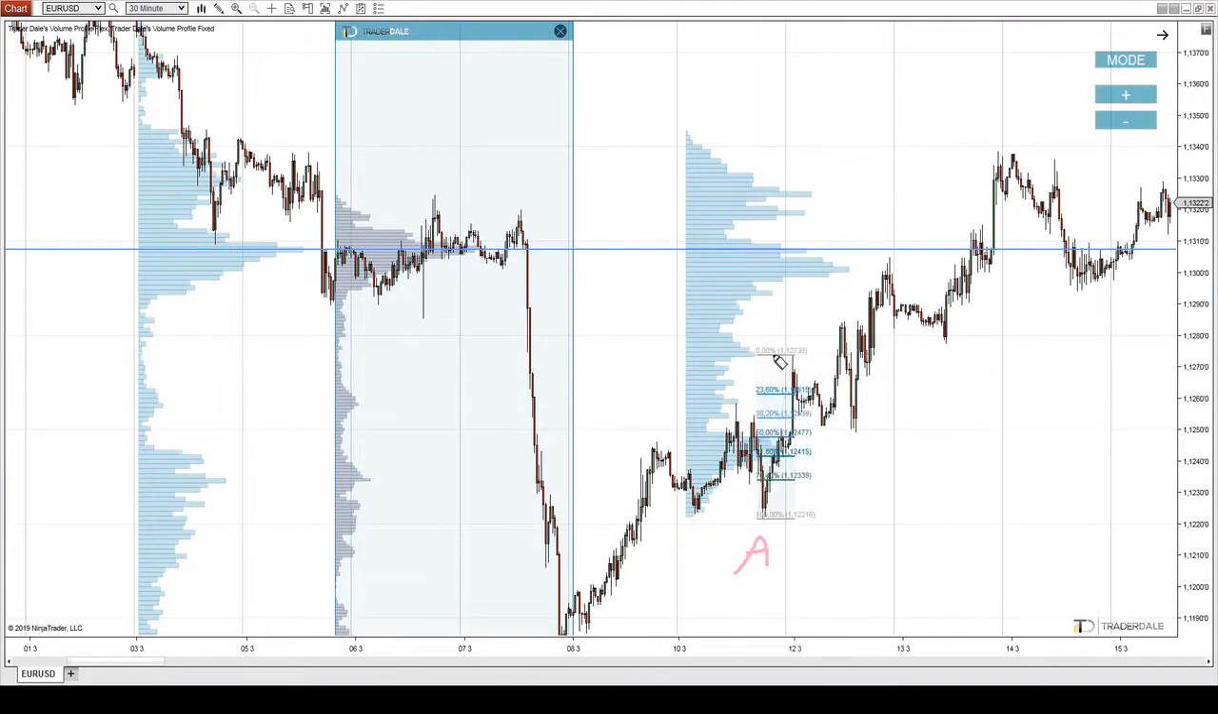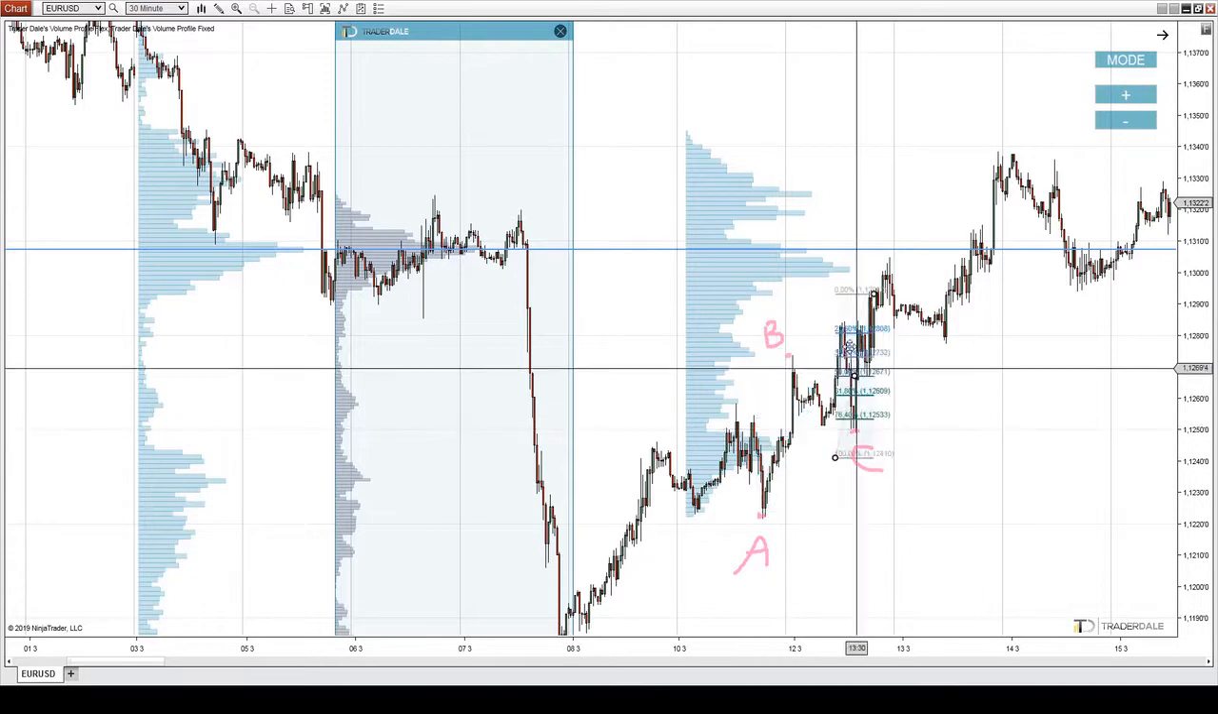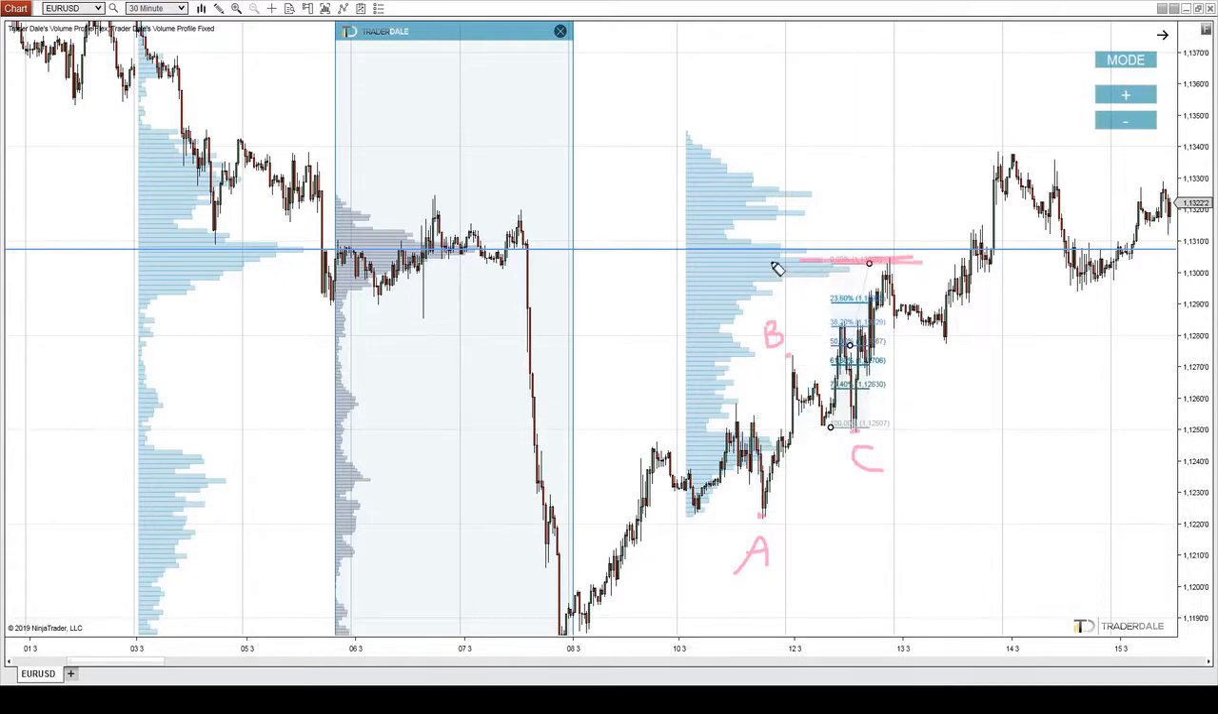Again, A, B, this will be C, and this will be D. Alright, so the ABCD points are a little bit lower, a few pips lower, and as you can see the price would actually make a very nice reaction to the ABCD setup in here.